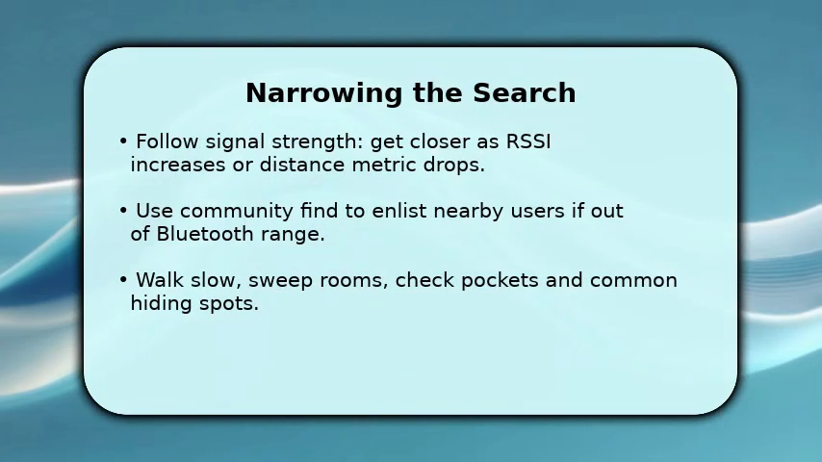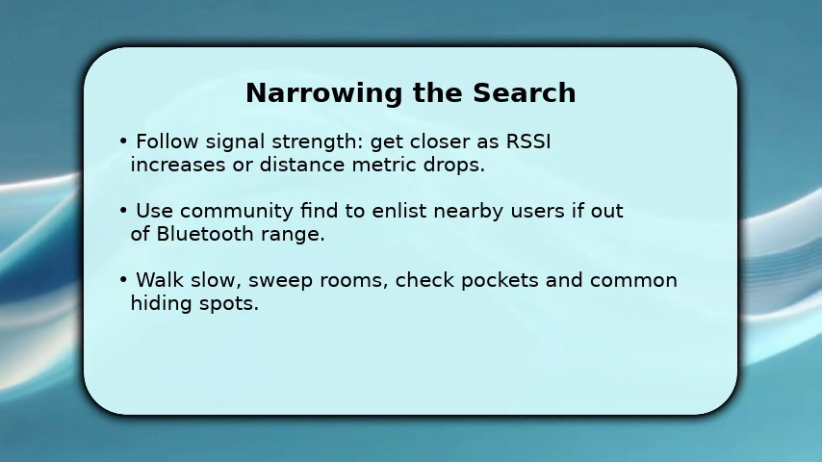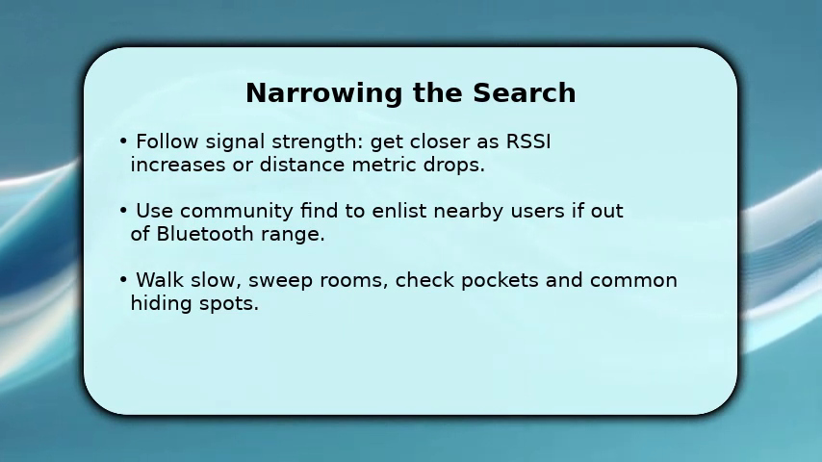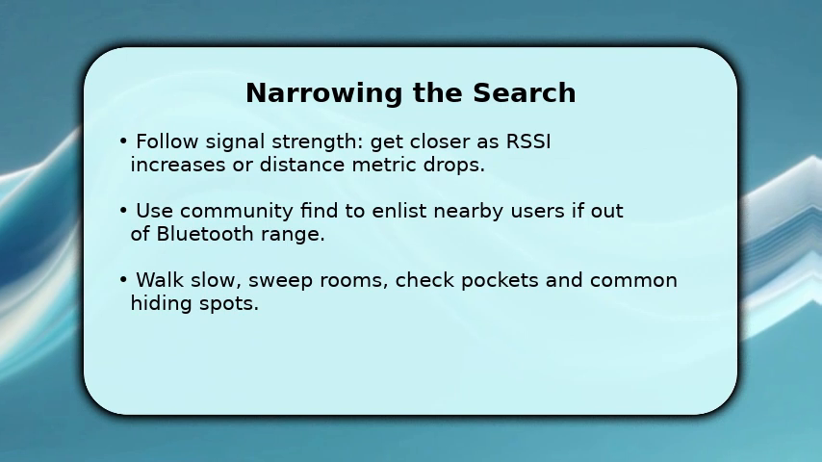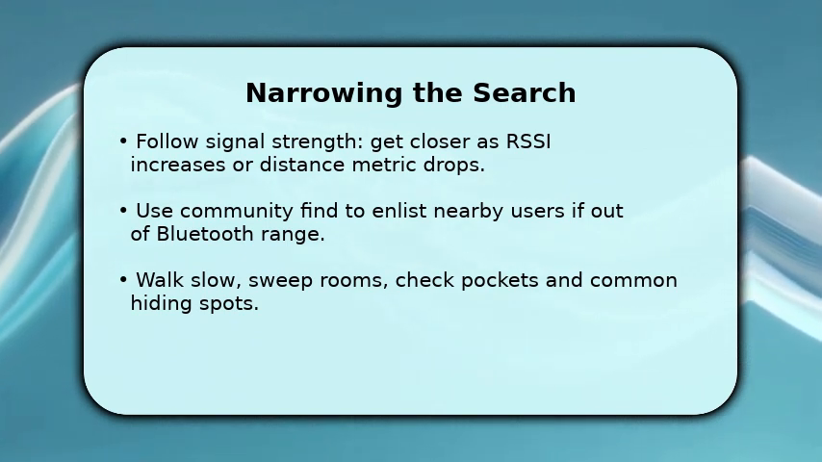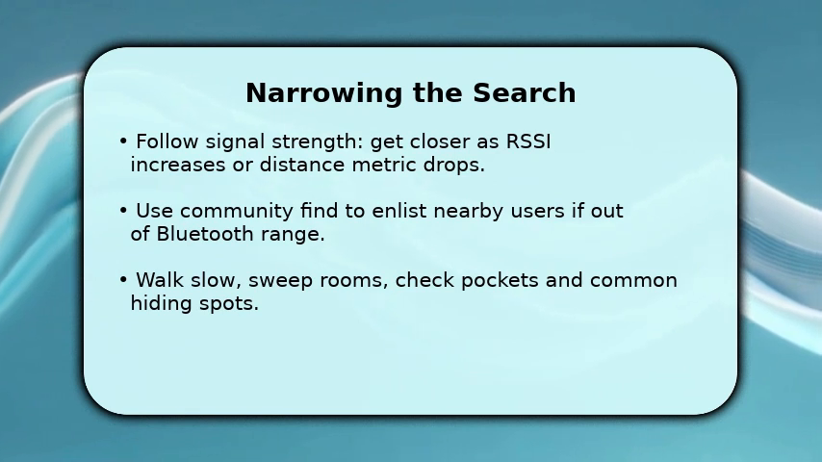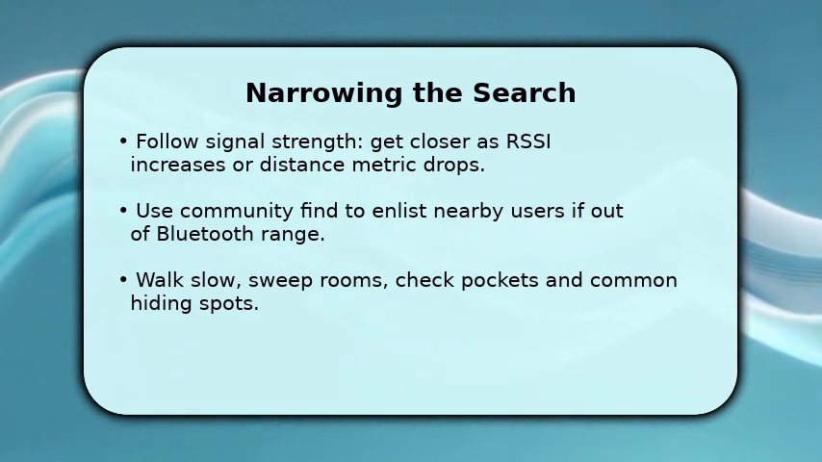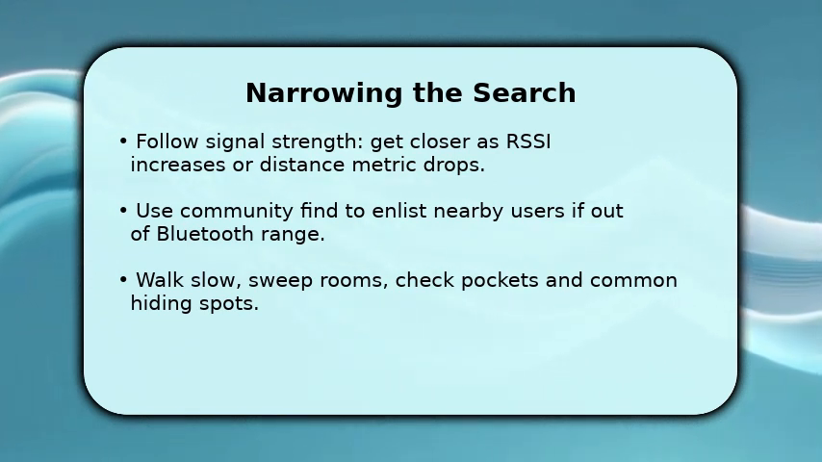Once you have a general area, focus on signal behavior and why it matters. The app shows signal strength or distance, so move until the metric improves and you're within Bluetooth range. If the tile last appeared far away, enable Community Find to anonymously enlist other devices to report its location.